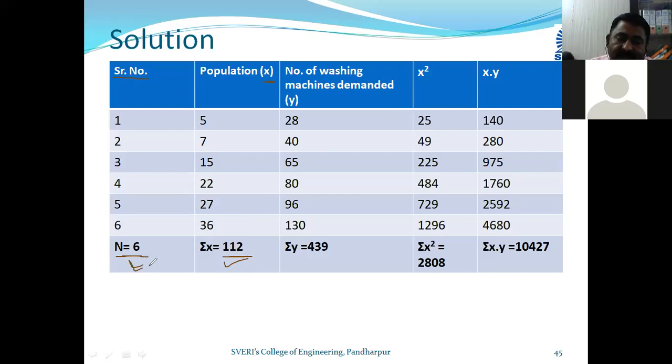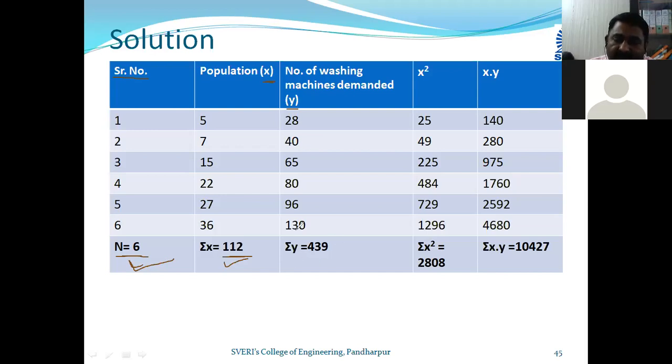These are the different things that we are calculating for putting in the formula. Now the number of washing machines demanded, this is nothing but your y value, and it is given in the data for 5 million population, 28,000. If you want, you can write that this value is in 1000. No problem. When I get the final answer, I will multiply it by 1000 and I will get the accurate or desired value.